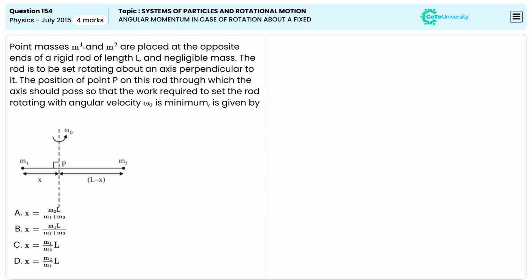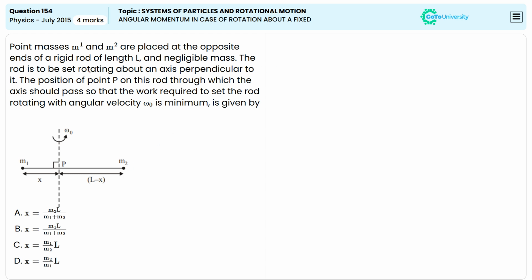Point masses m1 and m2 are placed at the opposite ends of a rigid rod of length L. This is the rigid rod. The total length is equal to L, and the two masses m1 and m2 are placed here at the ends.